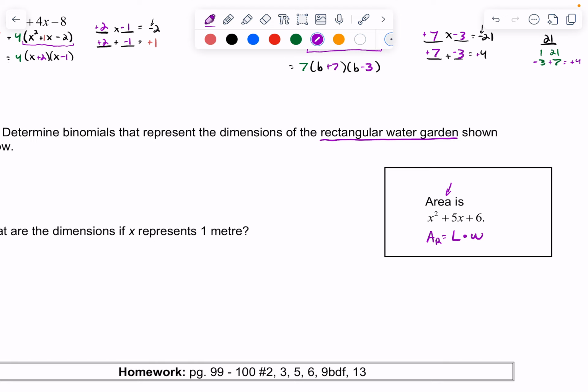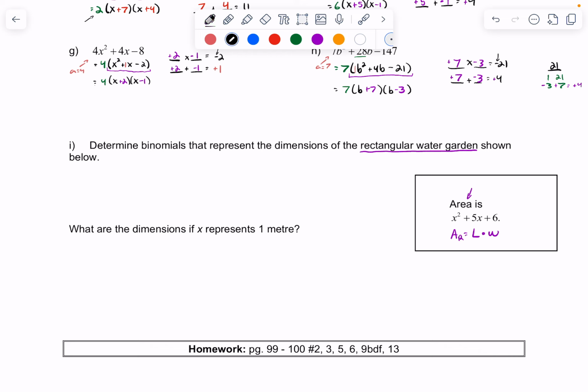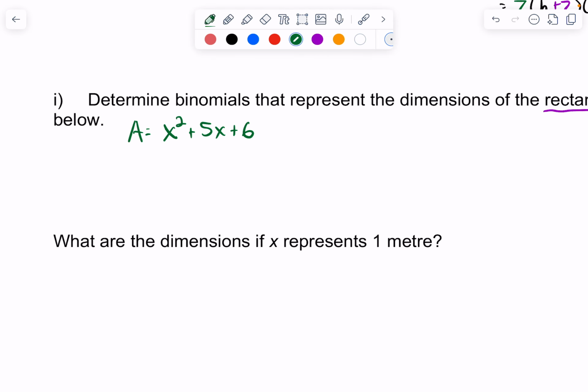So what I want to do is factor this simple trinomial. If I know that my area is this expression, x squared plus 5x plus 6, well then, if I factor it and I get my two brackets, notice how one bracket would represent length, and the other bracket would represent width. It's like two things multiplied by each other, so find your factors.